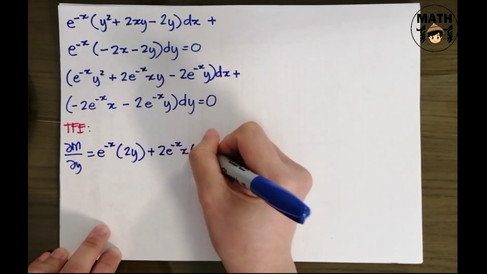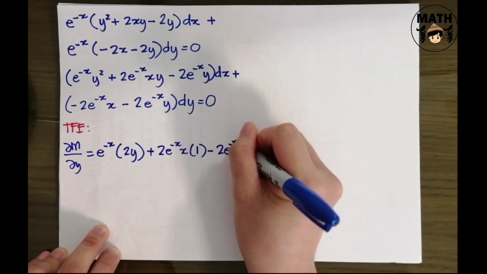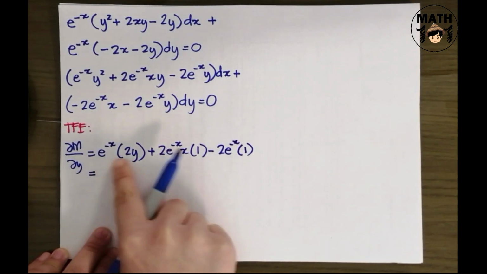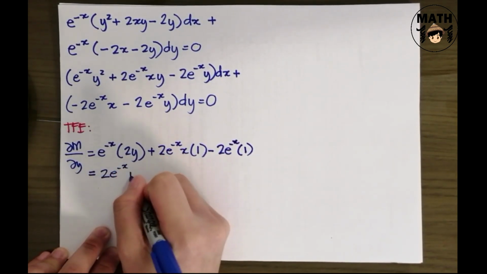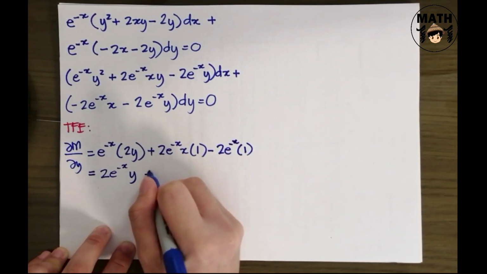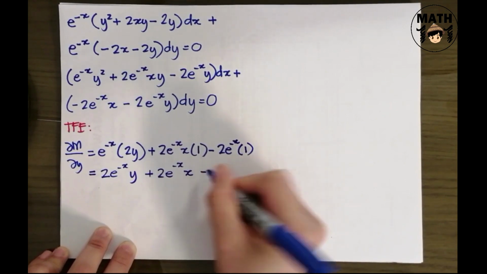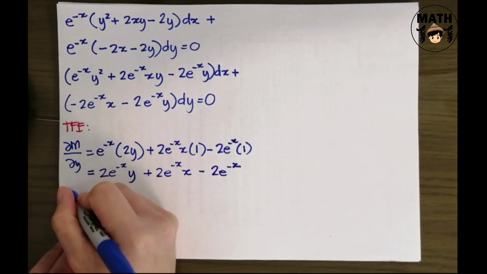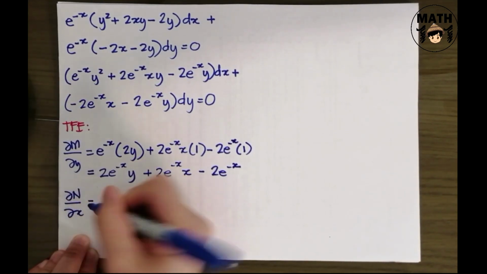Derivative ng y is 1 minus constant ulit si 2e raised to negative x. Derivative of y is 1. Simplify. 2e raised to negative x times y plus 2e raised to negative x times x minus 2e raised to negative x. Then, i-take natin yung partial derivative ni n with respect kay x.